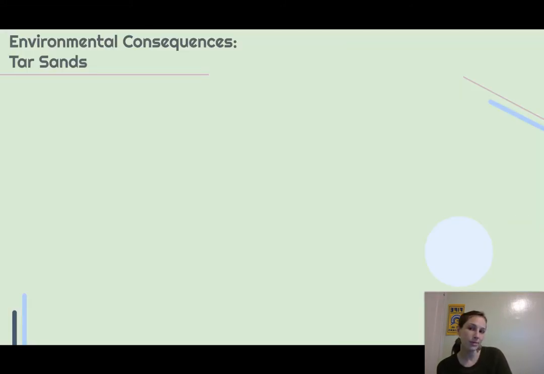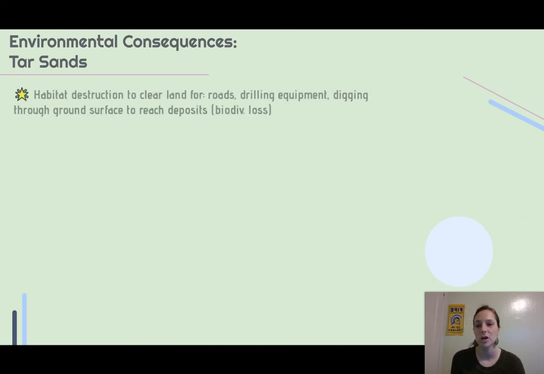So now let's talk about some environmental consequences of those tar sands and using that extraction method. So the first is going to be habitat destruction, because you need to clear the land for roads, for the drilling equipment, for digging through the ground surface to actually reach the deposits. And you're just going to be destroying that biodiversity and the habitat.